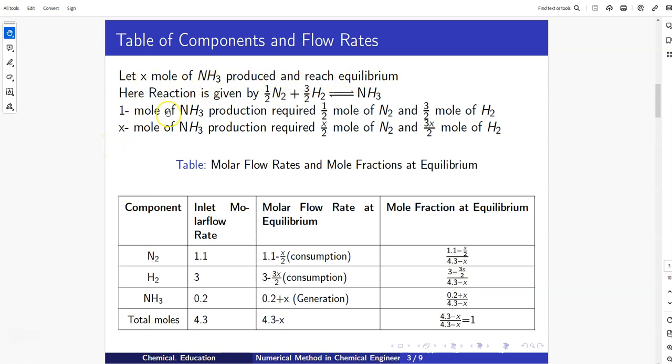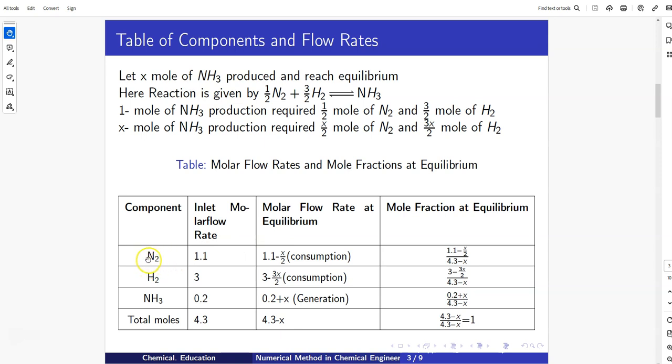So how many moles of nitrogen and hydrogen are required for production of X mole of ammonia? X mole of ammonia production requires X by 2 mole of nitrogen and 3X by 2 mole of hydrogen. Now here in the table, I am showing everything. The components are nitrogen, hydrogen and ammonia. The inlet molar flow rates are given as 1.1, 3 and 0.2, so the total is 4.3, and then the molar flow rate at equilibrium. Now X mole of ammonia is actually produced, right?